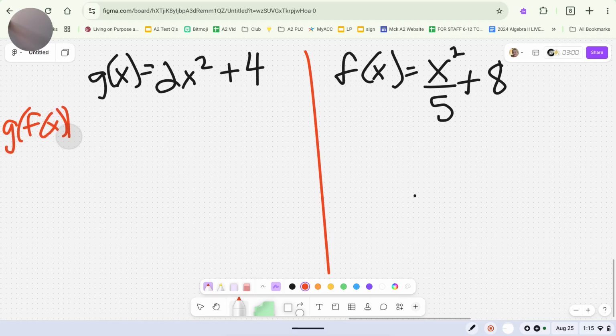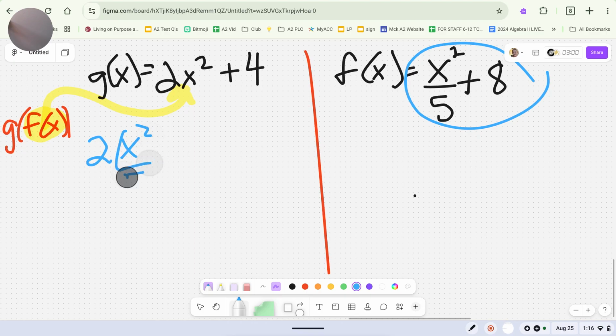So what do we want to do first? We always want to do the middle of the cinnamon roll. So we're going to plug whatever f of x is in as the x, right? So let's do that. I'll do it in blue. So I'm going to say 2, but instead of x, I'm going to put all of this. X squared over 5 plus 8. That's my x. And I'm going to square that. And now I'm going to say plus 4.